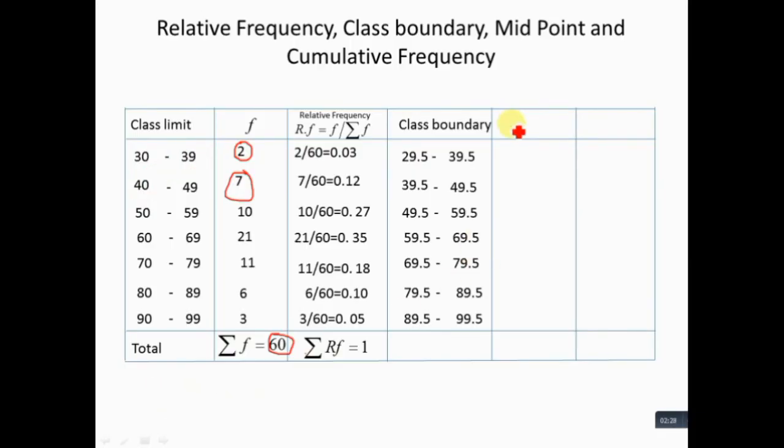In the fifth column, we will find the midpoint or class marks. Midpoint and class marks can be used alternatively. Midpoint is basically the average of the lower and upper class limit, or the average of the lower and upper class boundary. Just add the lower and upper class limit and divide it by 2, or add the lower and upper class boundary and divide it by 2. We get the answer.